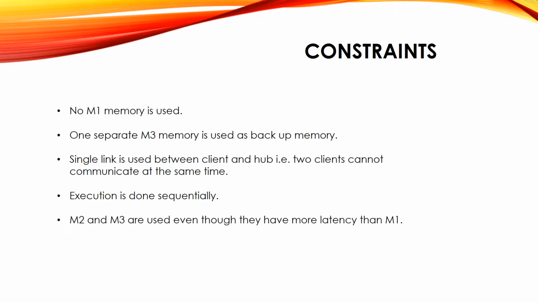The constraints are as follows. No M1 memory is used. One separate M3 memory is used as a backup memory. A single link is used between client and hub, which means two clients cannot communicate at the same time. Execution is done sequentially, and M2 and M3 are used even though they have more latency than M1.